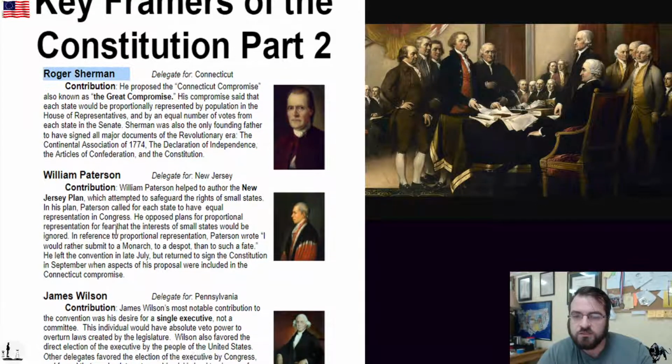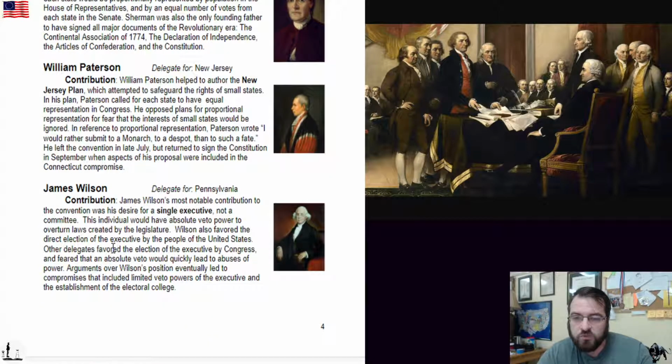James Wilson. James Wilson was the delegate for Pennsylvania. Pennsylvania is one of the larger states. His contribution was that James Wilson's most notable contribution to the convention was his desire for a single executive, one president. He did not want a committee.